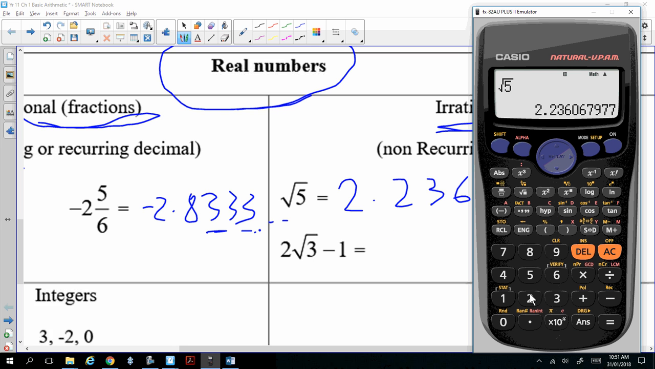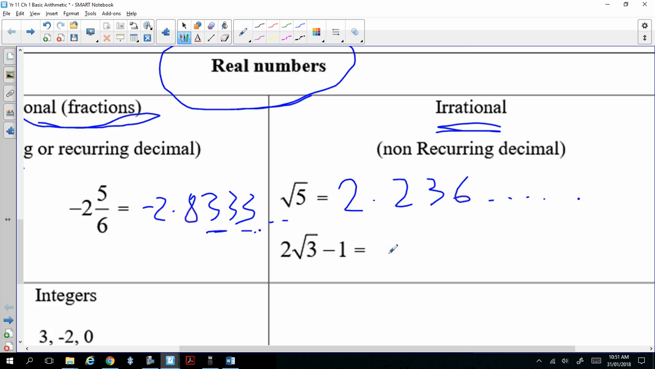There are other ones like 2 root 3 minus 1. So they are known as surds. We're going to study surds a bit later on. 2.4. Feel free to use a calculator to verify that what I did is correct. Okay, so like that. So these are rational and irrational.